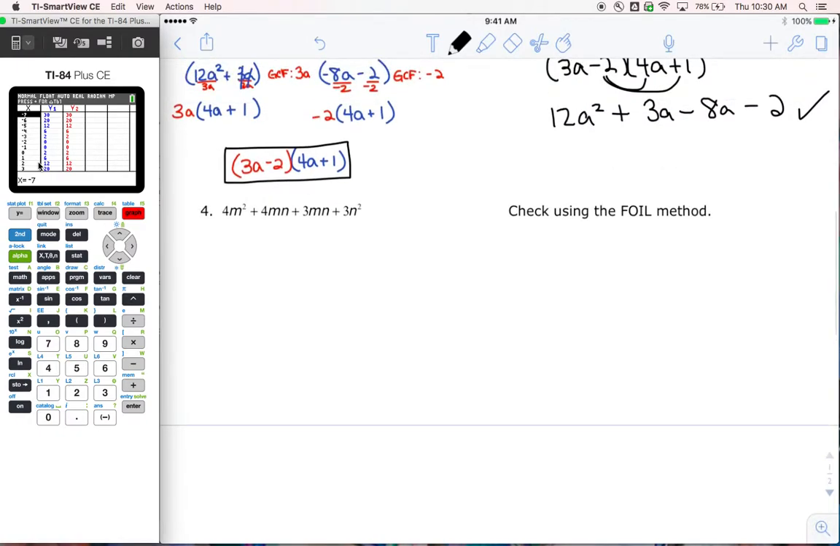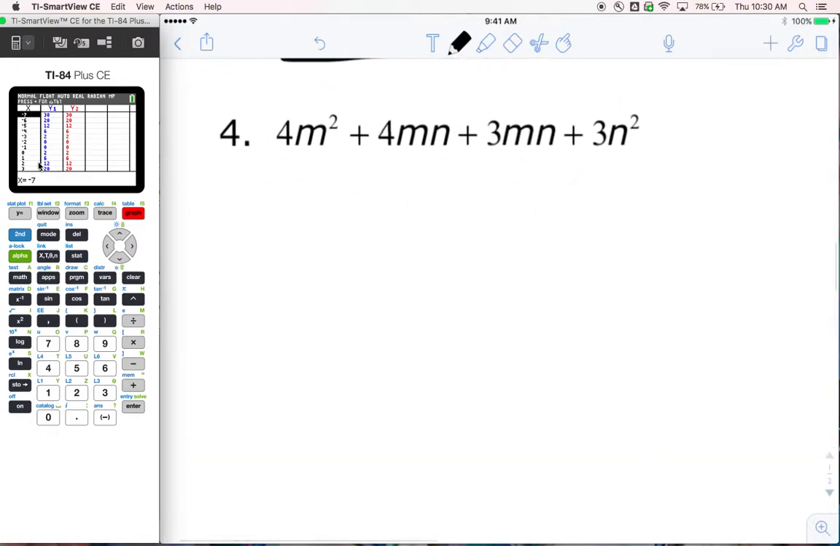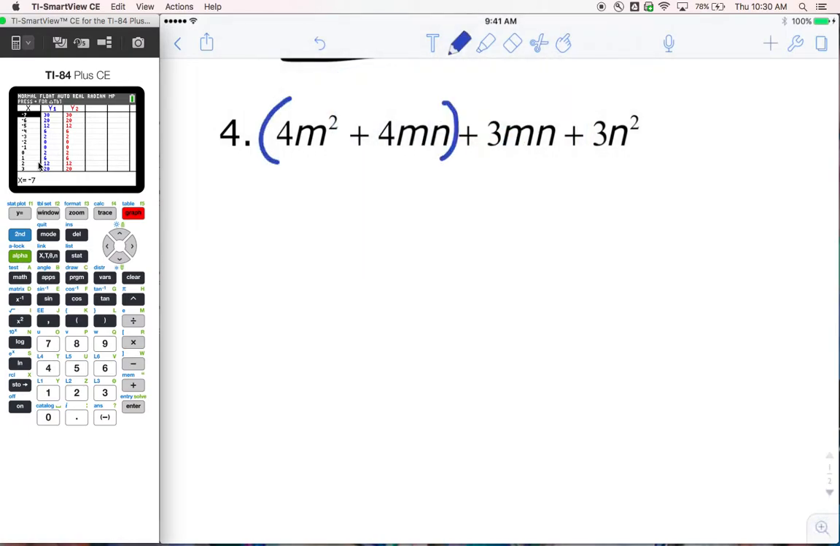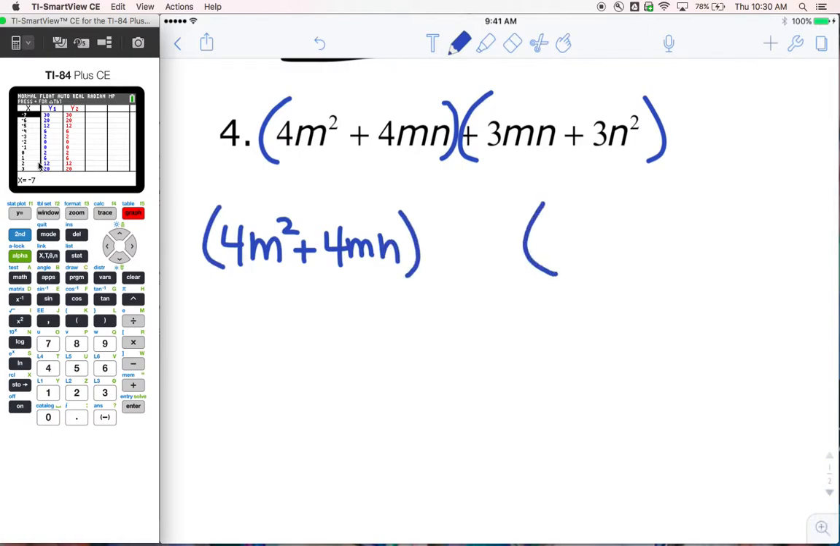Last but not least, this one they throw some double variable problems at us. That's okay. We can handle it. Let's start with making 2 groups. Let's write them out. We got 4m squared plus 4mn as my first group. My next group is 3mn plus 3n squared.